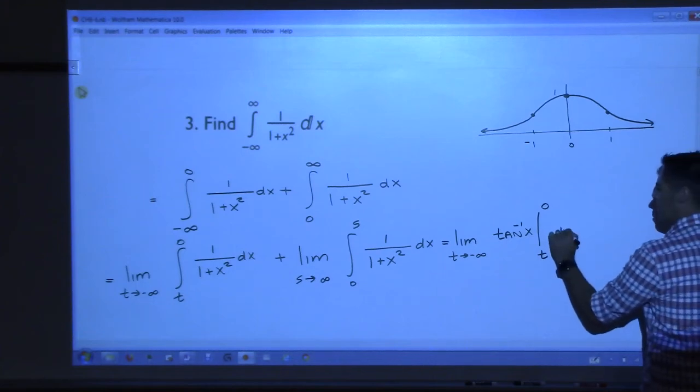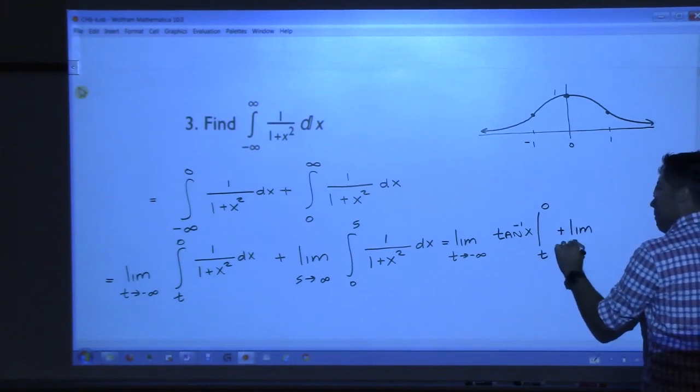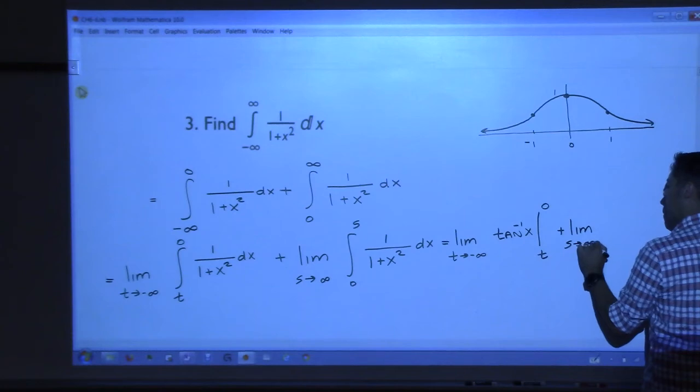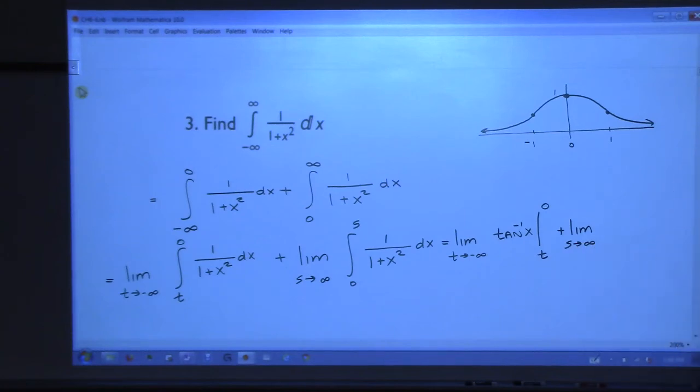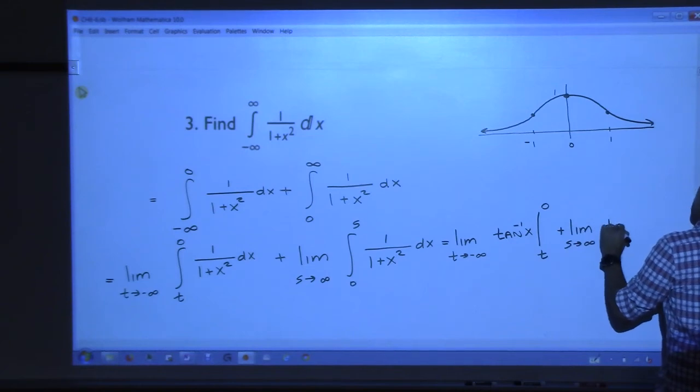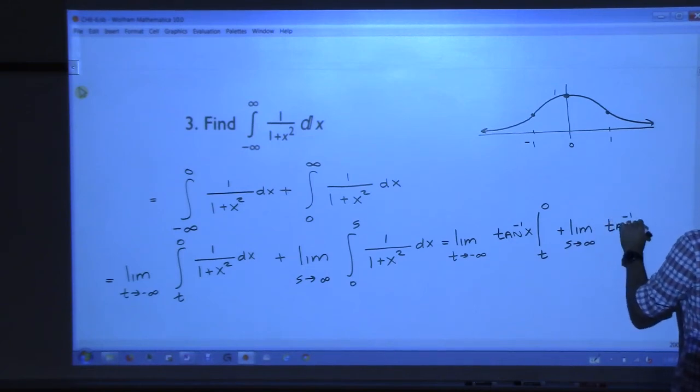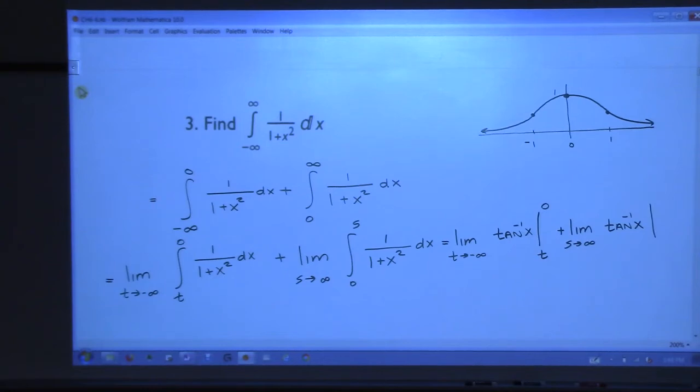Then I have plus another limit. This time s goes to positive infinity. Is it the same antiderivative? It is. Arctangent of x. In my evaluation bar this time, what do I have here? 0 on the bottom, s on the top, right? Do y'all see how this is all getting set up? Any questions on this?